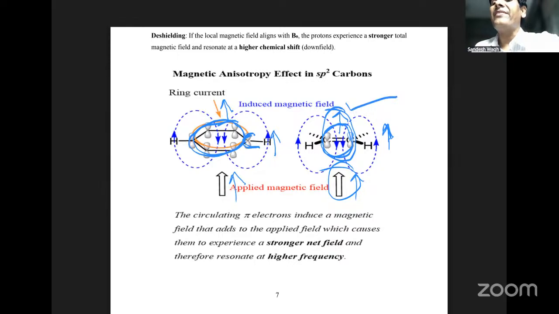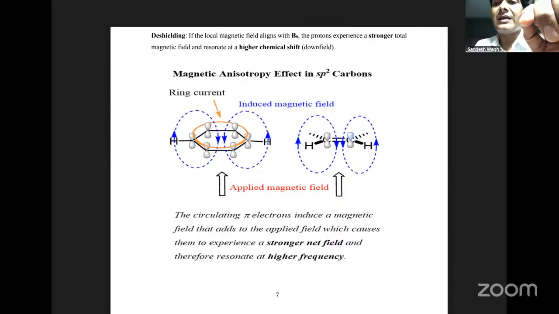That means the field will be affected. So the circulation of the pi electrons induces a magnetic field that adds to the applied magnetic field, which causes them to experience a stronger net field and therefore resonate at higher frequency. Higher frequency means higher del value. So this is about magnetic anisotropy in the context of the aromatic ring and olefinic compounds.